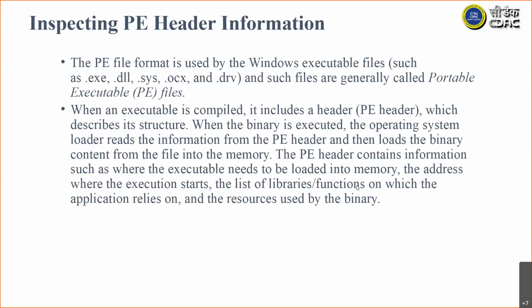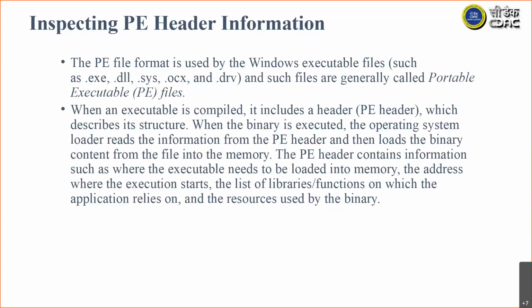The next task is inspecting the PE header information. The PE file format is used by Windows executable files such as exe, DLL, sys, OCX, DRV, and such files are generally called portable executable files. When an executable is compiled, it includes a header, the PE header, which describes its structure. When a binary is executed, the operating system loader reads the information from the PE header and loads the binary content from the file into memory.